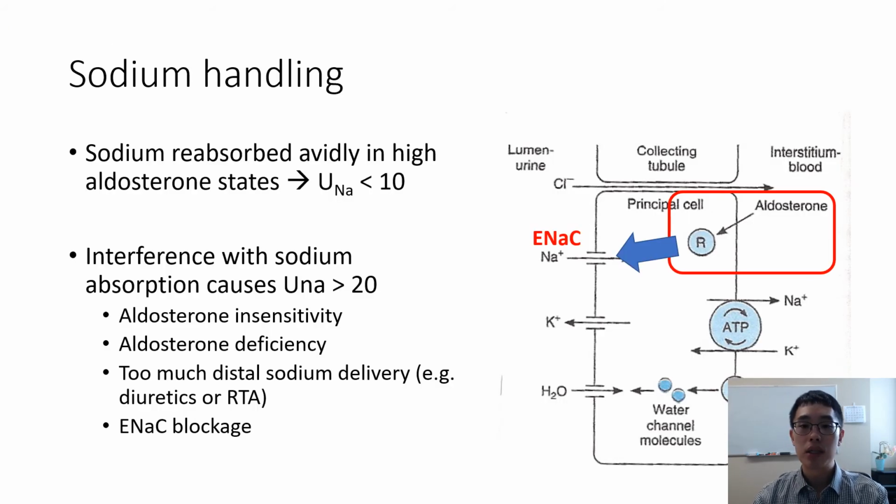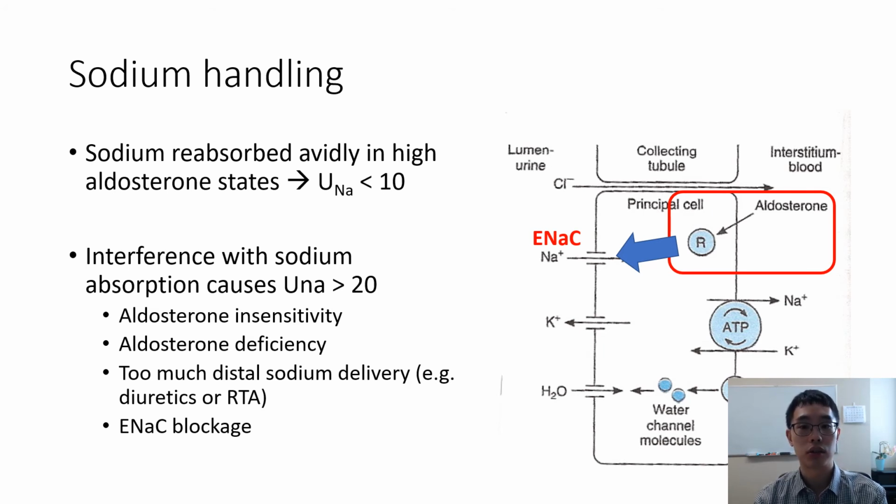Let's dive a little bit deeper into those things that can interfere with sodium reabsorption. Remember, it is the hormone aldosterone that attaches to the mineralocorticoid receptor, and activation of this receptor leads to translocation of the sodium ENaC channel to the luminal membrane, resulting in an increase in sodium reabsorption. So we can see that anything that interferes in this pathway can ultimately result in a decreased sodium reabsorption.